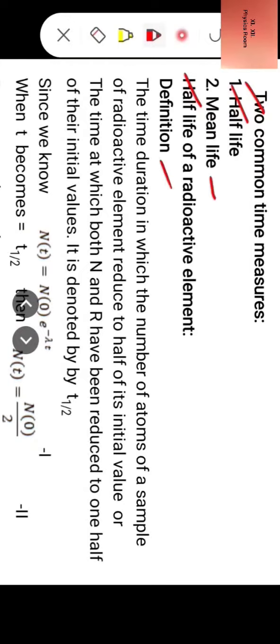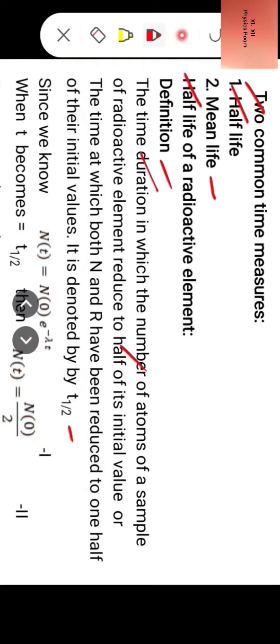Definition of half-life: the time duration in which the number of atoms of a sample of radioactive element reduced to half of its initial value, or the time at which both N and R have been reduced to one half of their initial values, where R is rate of disintegration. It is denoted by T half.